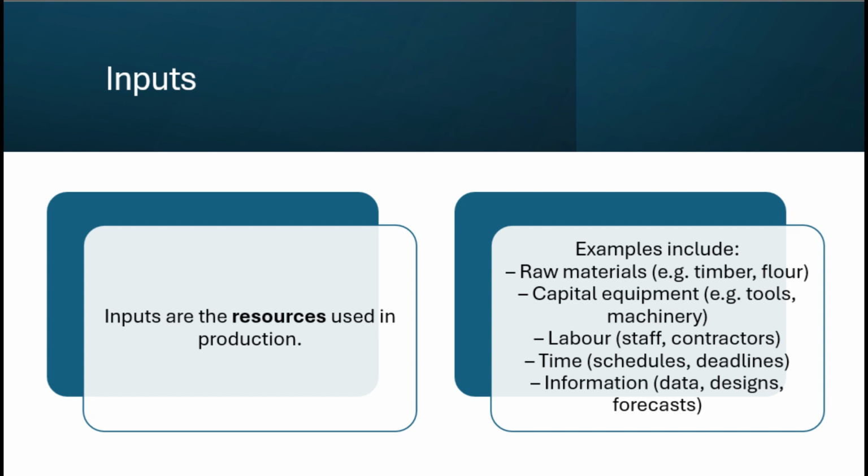For example, in a bakery, inputs would include flour, sugar, ovens, bakers, and the recipes. In a law firm, the inputs might be laptops, legal databases, office space, and of course, legal professionals. Operations managers must manage inputs carefully to ensure they are used efficiently and are of the right quality.